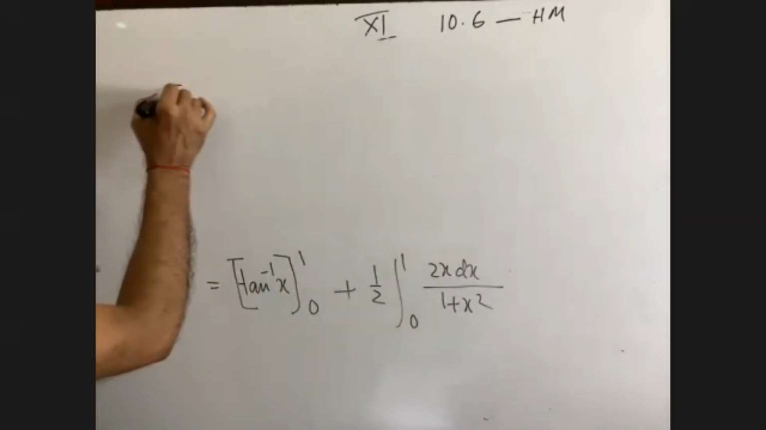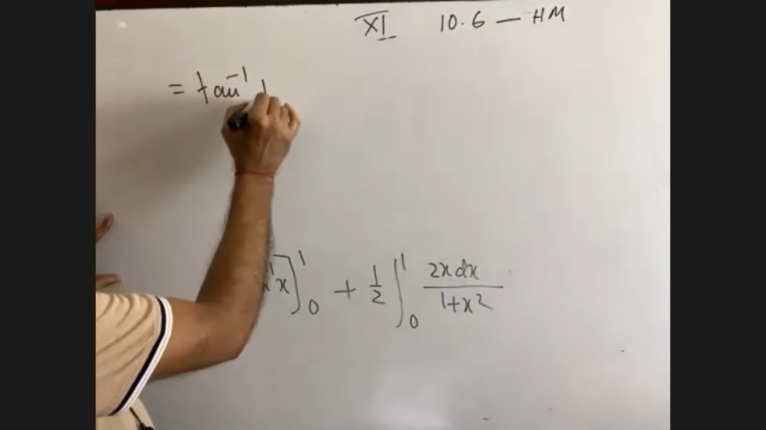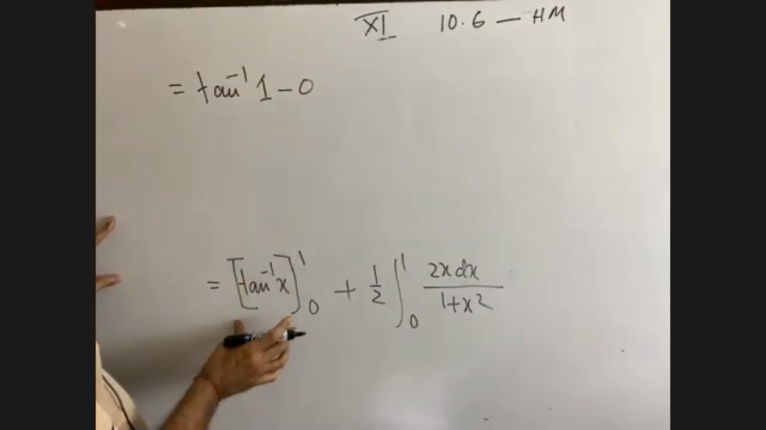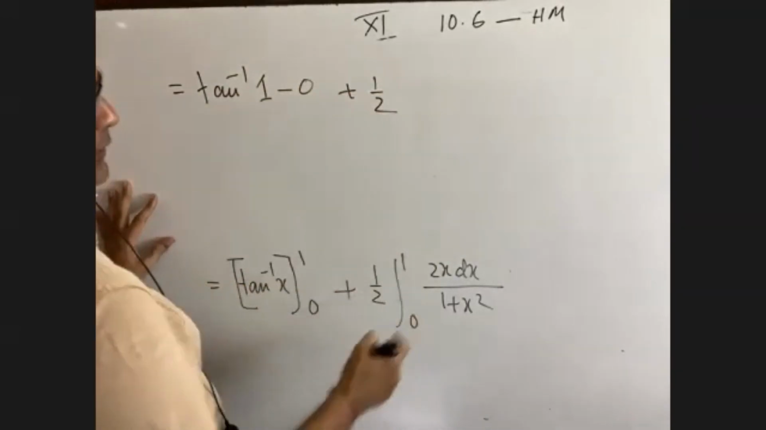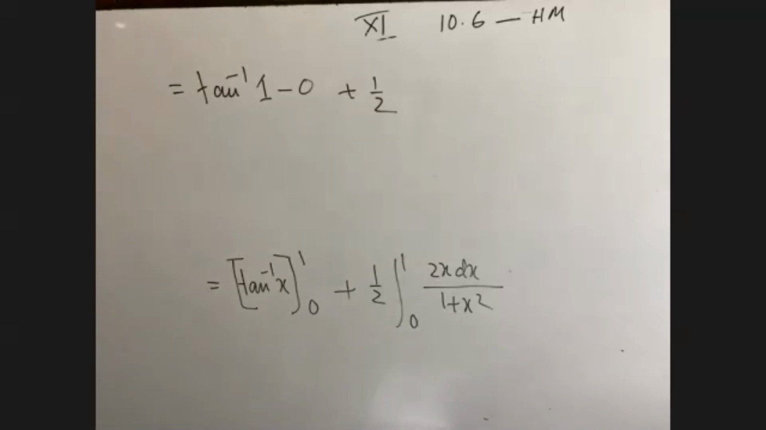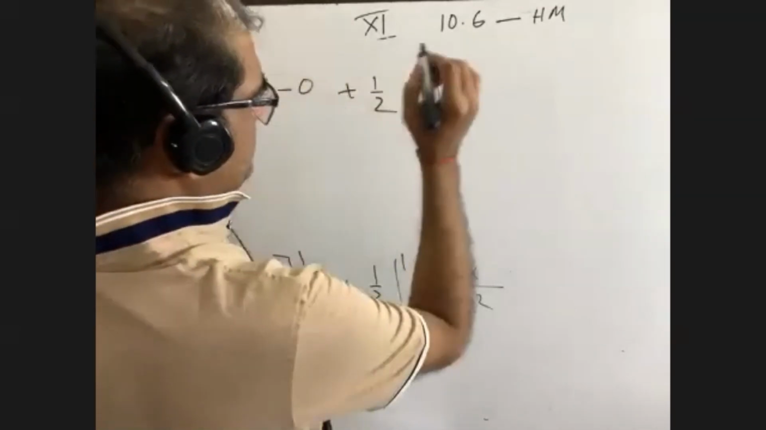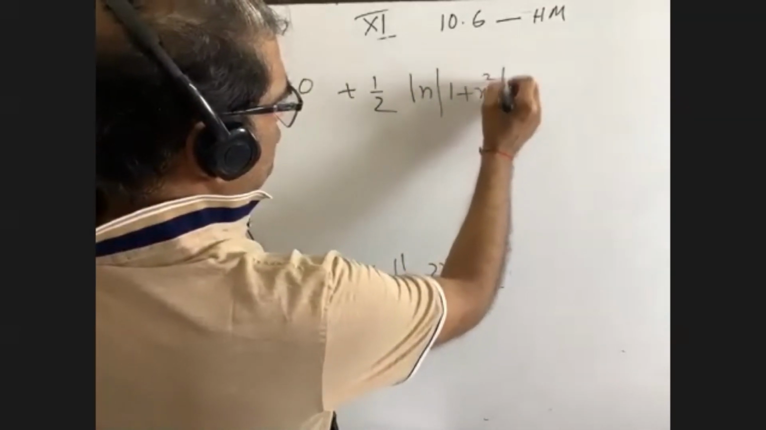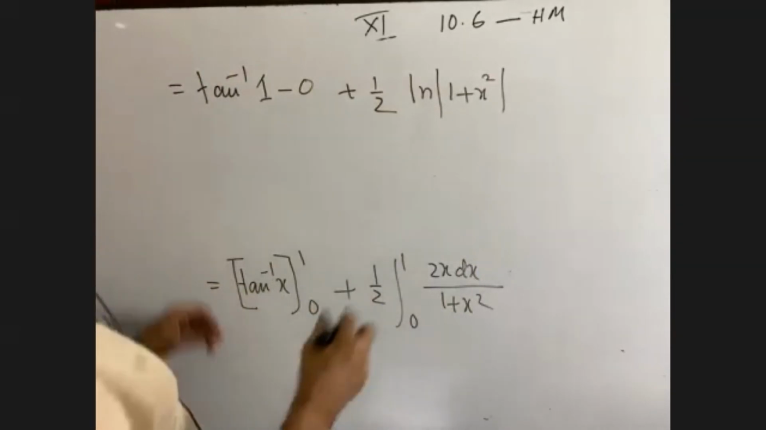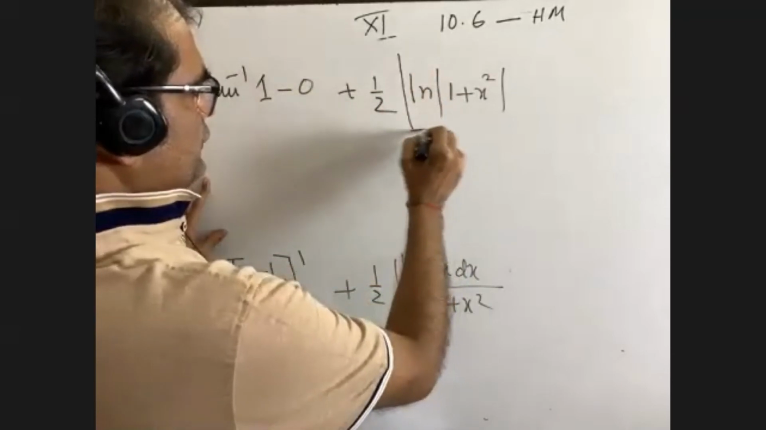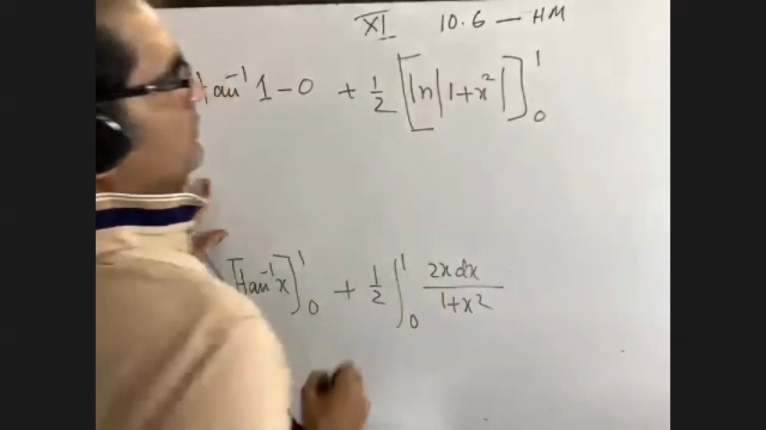Now you talk to me. It is tan inverse 1 minus 0, this part. And here it is plus half. What will be written here? Ln of 1 plus x square, the absolute value. Now you see the limit is to be given like this: 1 and 0.